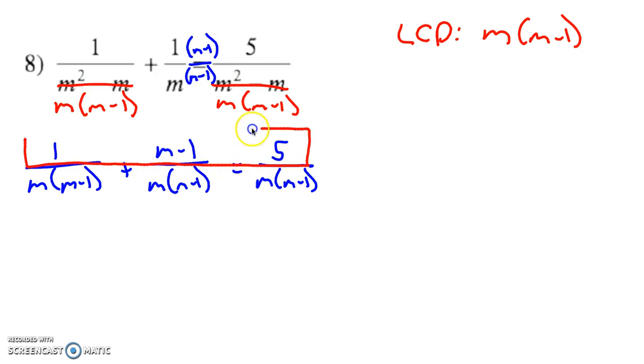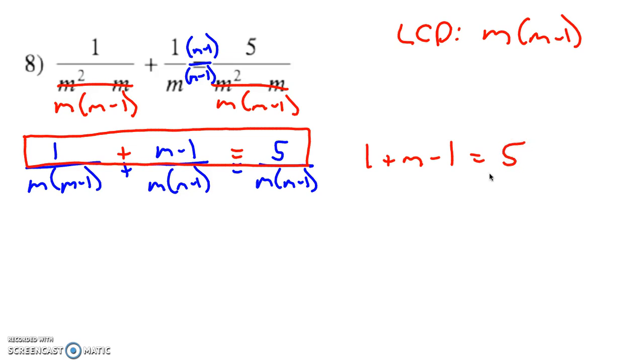Now that all of my denominators are the same in the entire equation, I can make a new equation just using the numerators. Don't forget to not move your plus or minus or your equal to. So I end up with 1 plus m minus 1 is equal to 5. Well, look at what happens to your 1's. I have a plus 1 and a minus 1. When I combine them, they're 0. And so m is equal to 5.